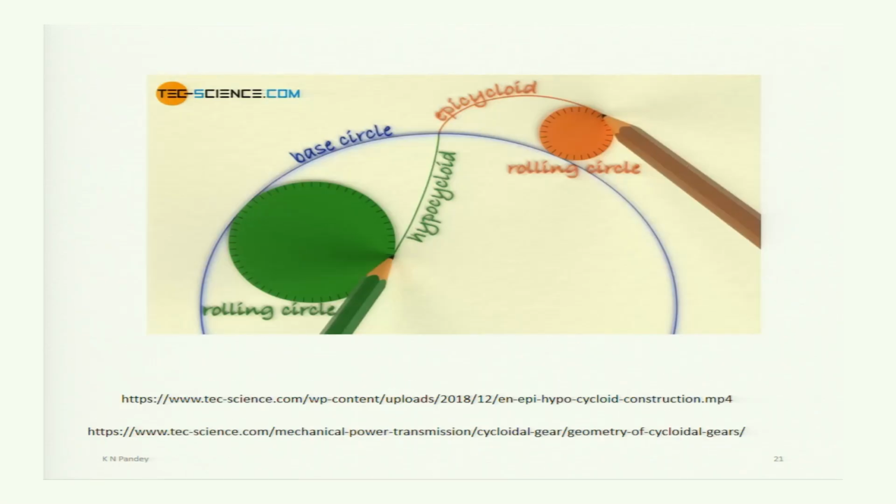Here in this figure, the fixed circle is shown in blue color, the hypocycloid in green color, and the epicycloid in another color. The circle rolling inside was this one, which generated the hypocycloid, and the outside circle is this one, which has traced the epicycloid. The cycloidal tooth profile will be a combination of hypocycloid and epicycloid.